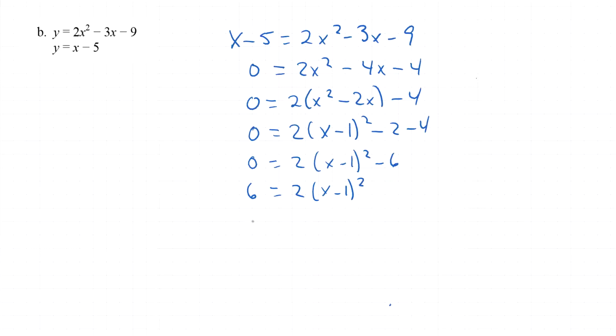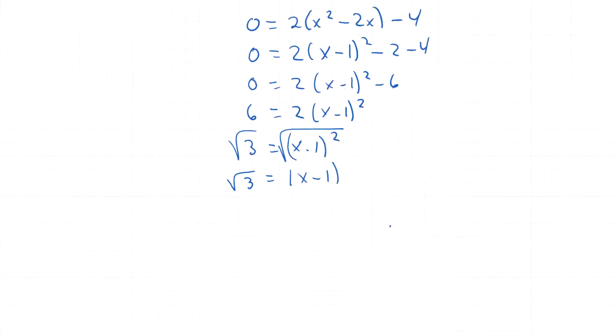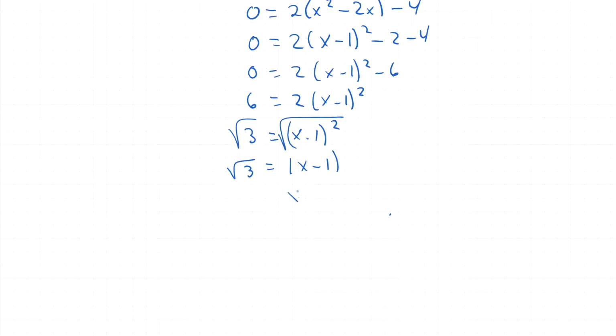And so then you divide by 2, and you get 3 equals x minus 1 squared, and then you take the square root, and then we know that x minus 1 is going to be equal to the square root of 3, and then we know that x is going to equal 1 plus or minus the square root of 3. And so that's our solution for x.